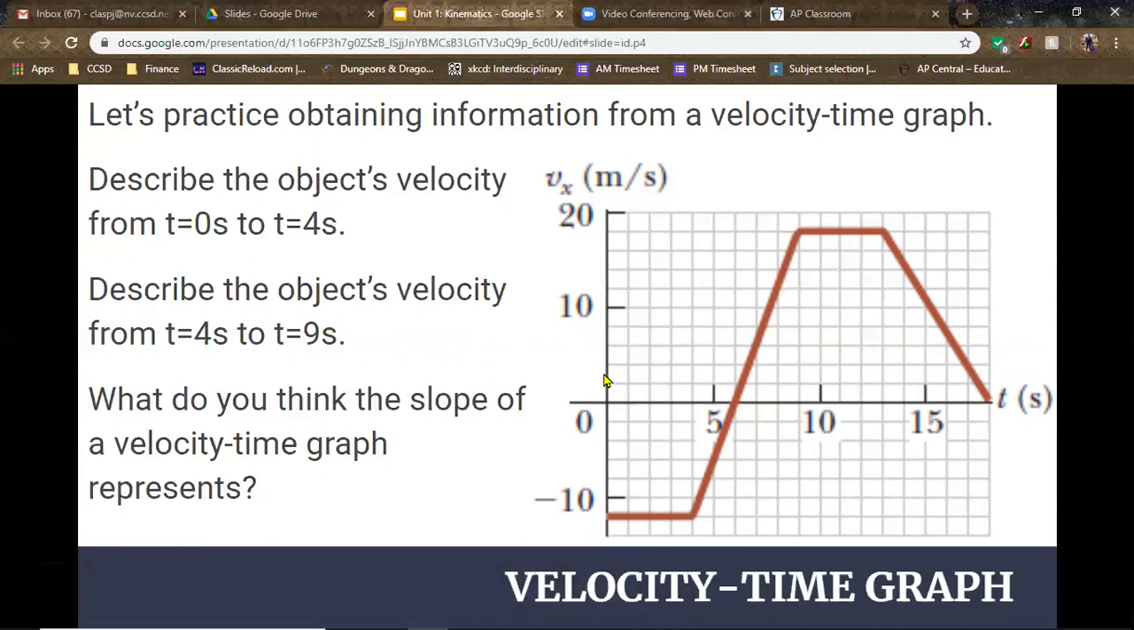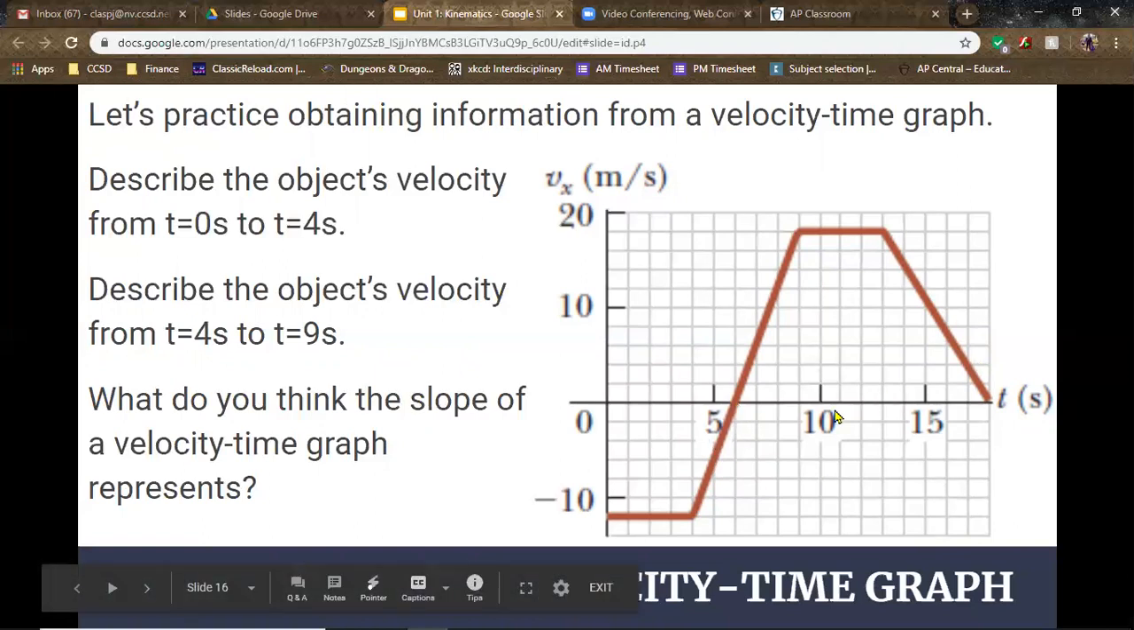Now, describe the object's velocity from 4 seconds all the way until it gets to 9 seconds. So I guess to be clear, it's only 2 in the vertical. If we look at the horizontal, it's just 1 second, 2 seconds, 3 seconds, 4 seconds, 5 seconds. Well, the object's velocity starts at negative 12 and it changes. It starts to slow down. How do I know it's slowing down? I know it's slowing down because it's getting closer and closer to zero. When we're looking at a velocity time graph, if your velocity is getting closer and closer to zero, it's slowing down. Okay. So from 4 seconds to 6 seconds, the object is slowing down. It's still negative, but it's getting slower and slower until at 6 seconds, it stopped moving.